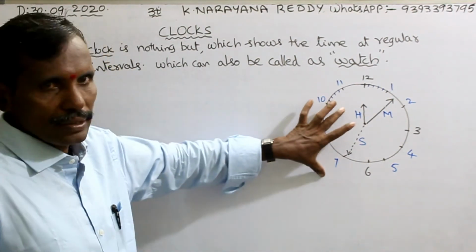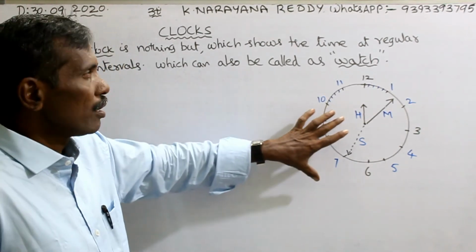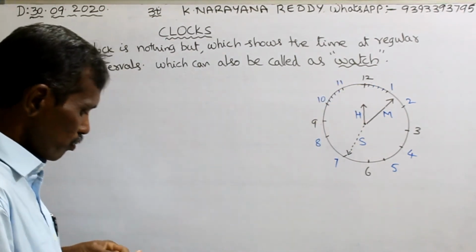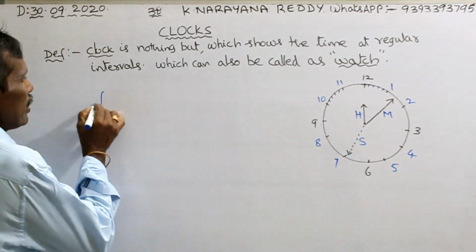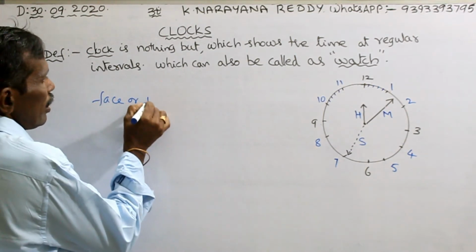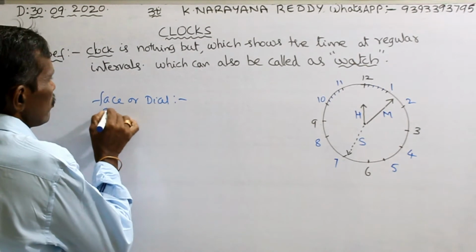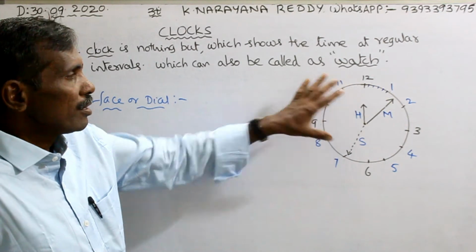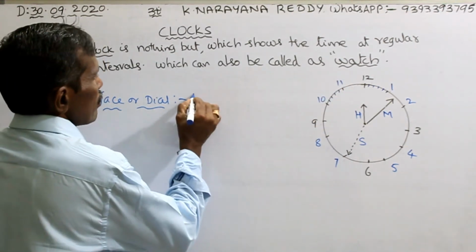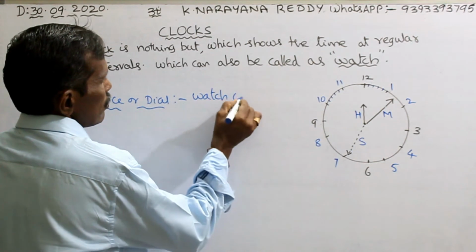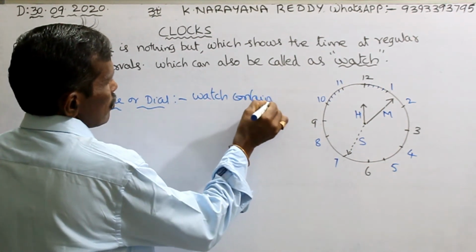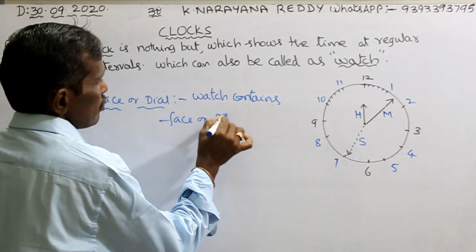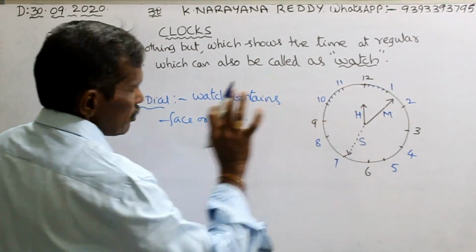Please see this. This clock contains a dial. This is called a dial or face. So the watch contains a face or dial. This is called a face or a dial.